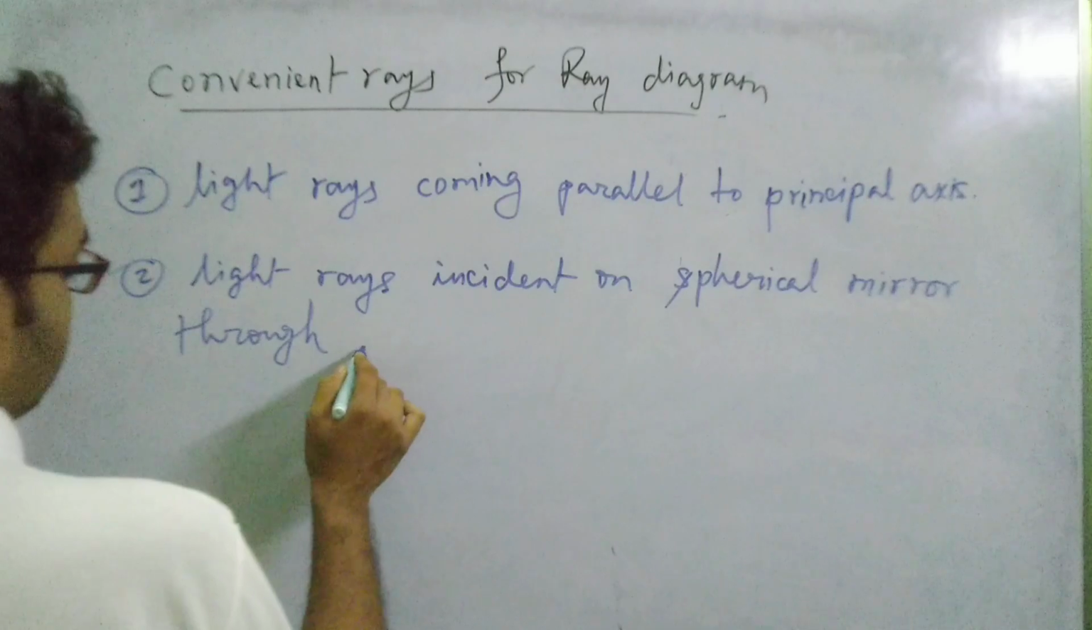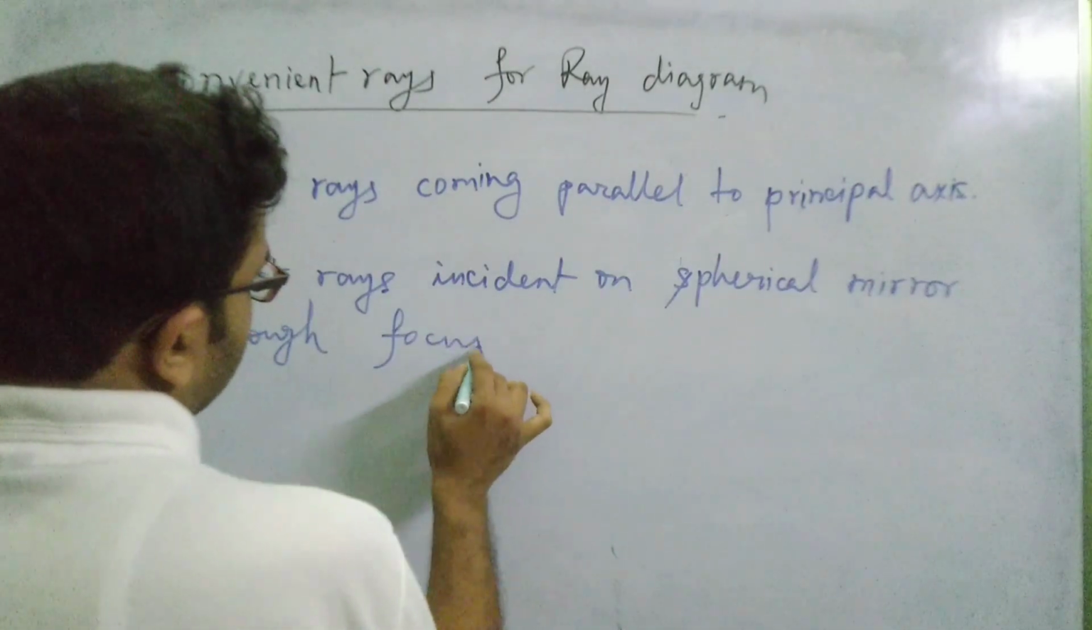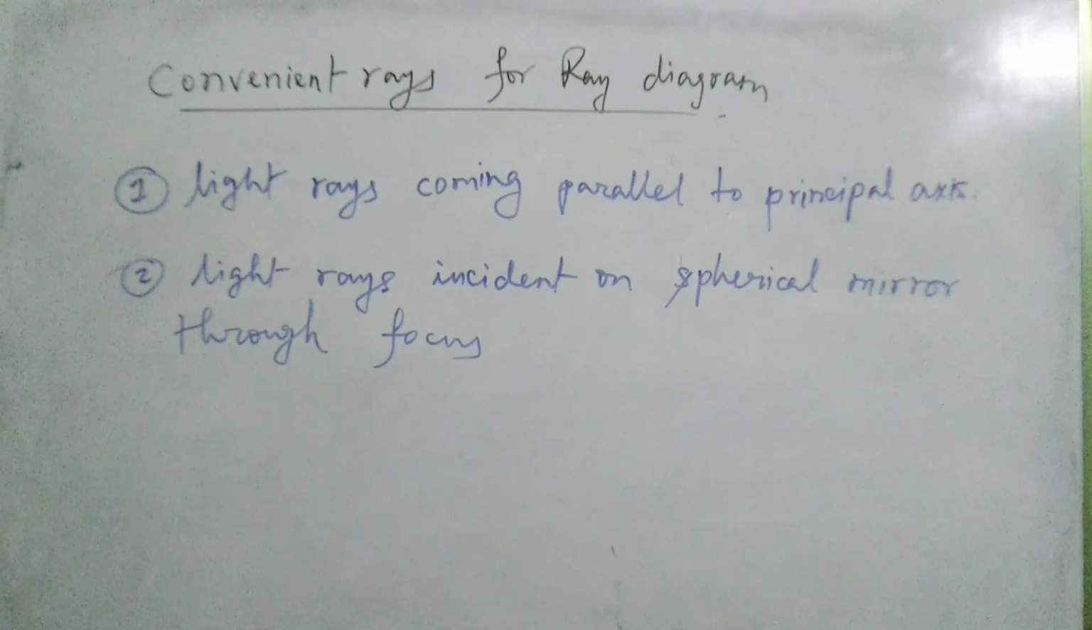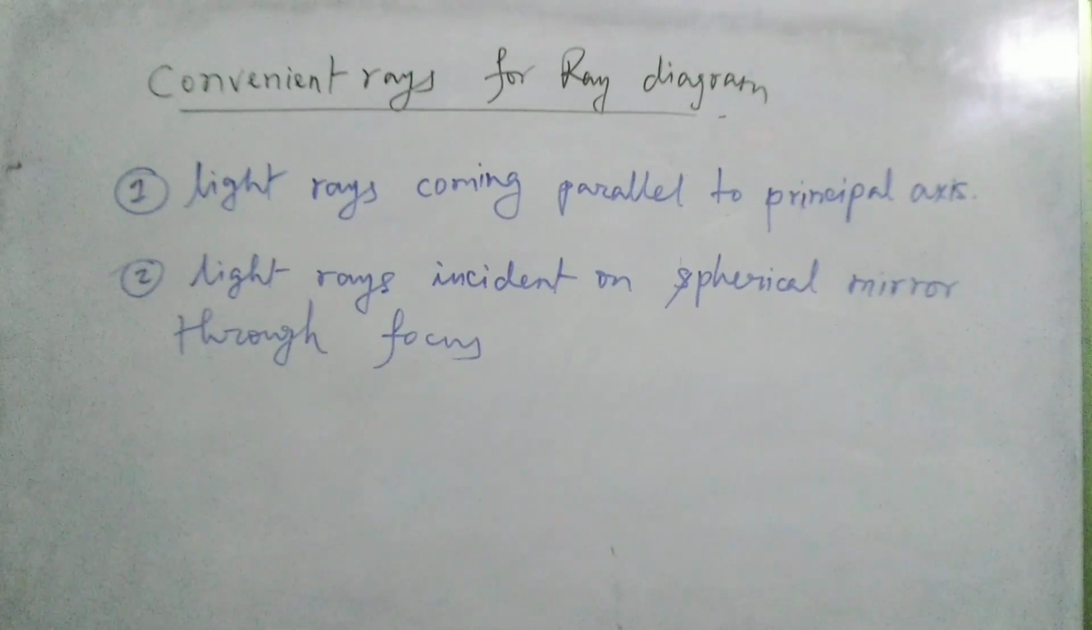This kind of light rays after reflection will come out parallel to the principal axis. That's the reverse thing. In the first case, the light rays after reflection pass through the focus. In the second case, the light rays after reflection will come out parallel to the principal axis.